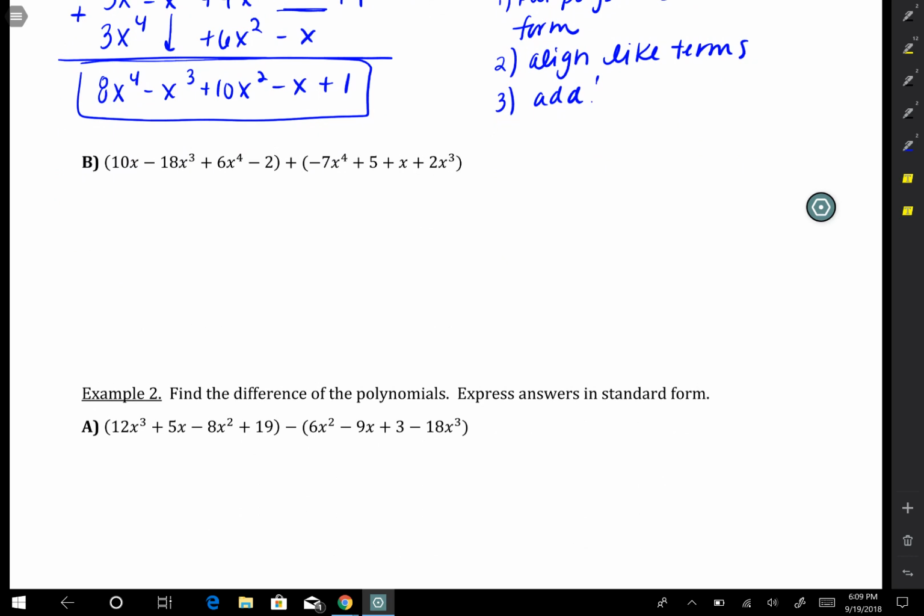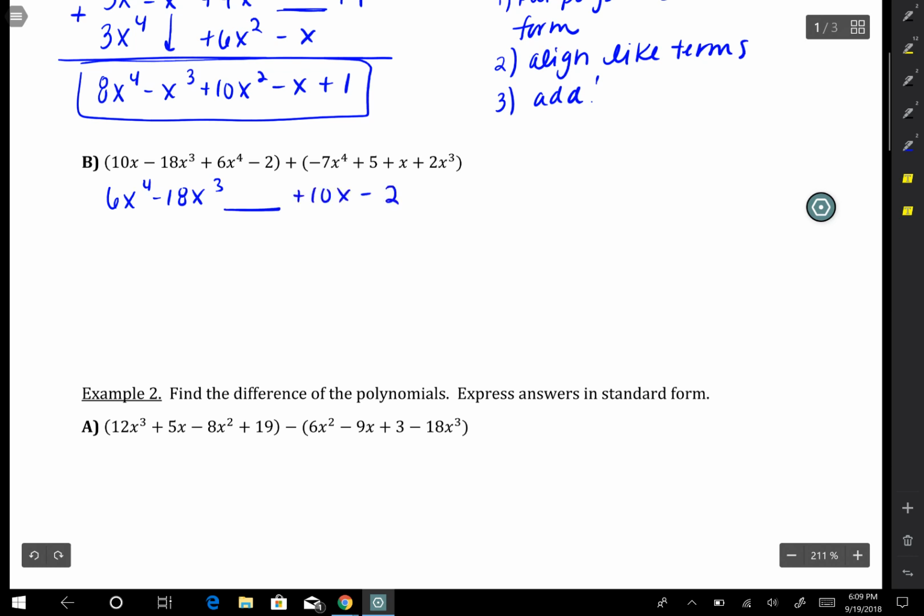Okay, let's do letter B. My first polynomial, 10x minus 18x cubed plus 6x to the fourth minus 2. So I'm going to start with 6x to the fourth minus 18x cubed. I don't have a squared term, but I have plus 10x, and then I have minus 2. My second polynomial, negative 7x to the fourth plus 5 plus x plus 2x cubed.